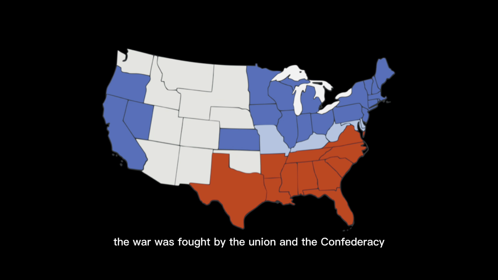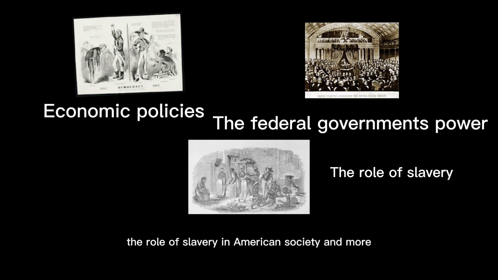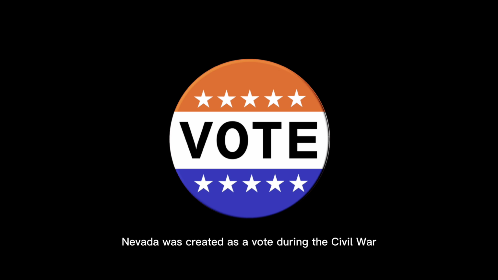The American Civil War occurred between 1861 and 1865. The war was fought by the Union and the Confederacy. The reason for the war was economic policies, the federal government's power, the role of slavery in American society, and more. Nevada's contribution to the American Civil War was mainly in the Comstock lode. Though there were no engagements between the Union and the Confederacy in Nevada, Nevada was created as a vote during the Civil War and ultimately funded the Union's efforts.